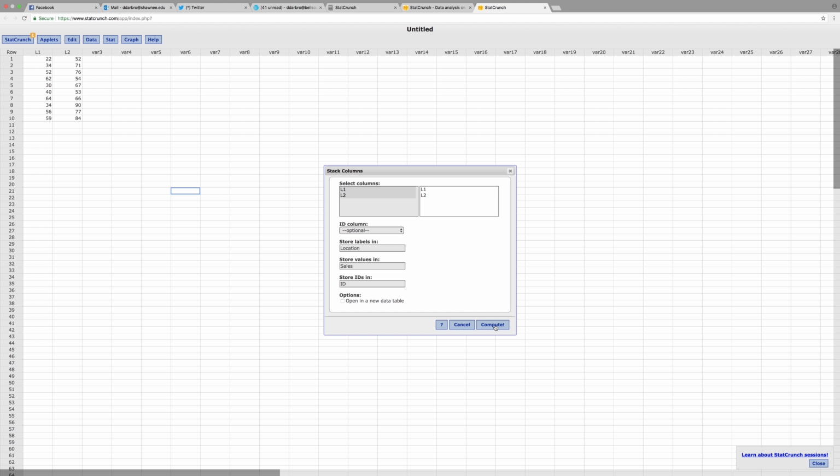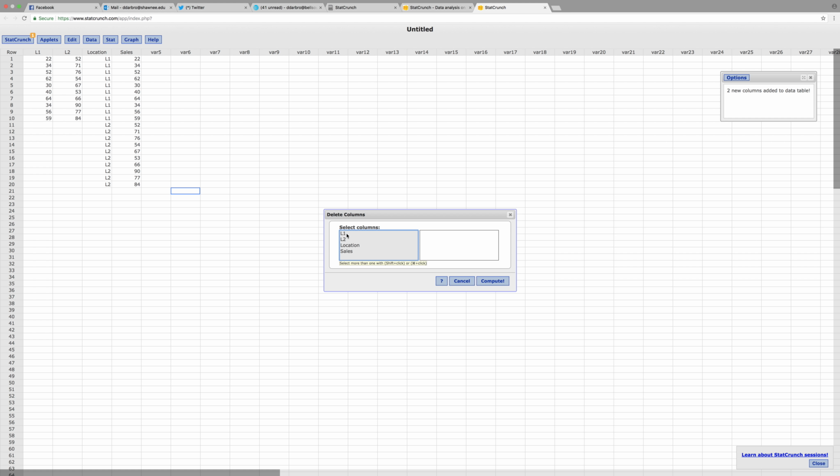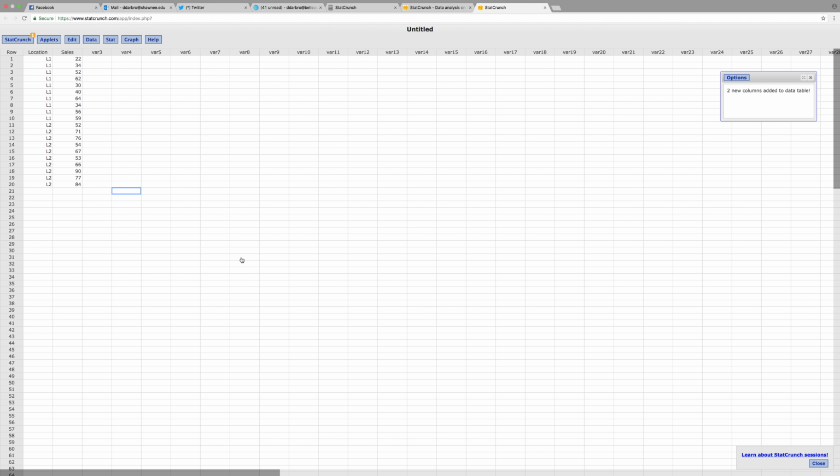Makes sense. So now if I go compute, you're going to see that you have two variables, location and sales. And when I read left to right, I know that this particular measurement was a location 2, and it was 76 sales in that particular week. Now, just because I'm kind of retentive about my data sets, I would want to go into columns and delete those first two columns because I've already moved them into a format that I prefer. All right? So that would be the first thing that we would do, is we would take our split information into a stacked format in StatCrunch.